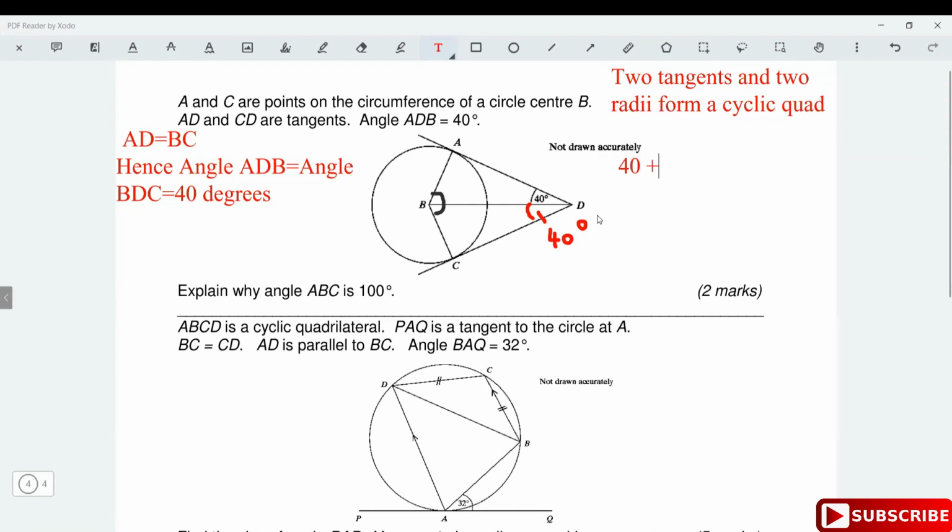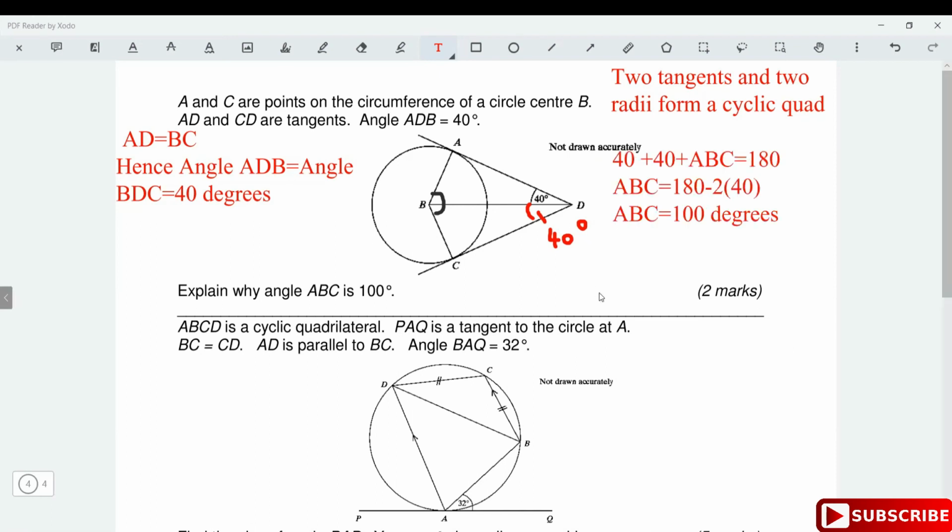40 plus 40 plus angle ABC equal 180. And so ABC is 180 minus 2 times 40. And so angle ABC is equal to 100. That's your reasoning. All right, so we give them the reason and we're good. Nice. Easy.